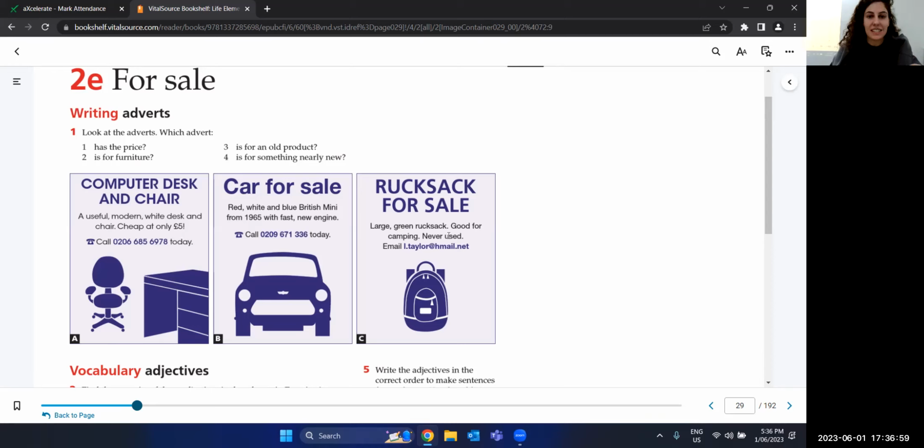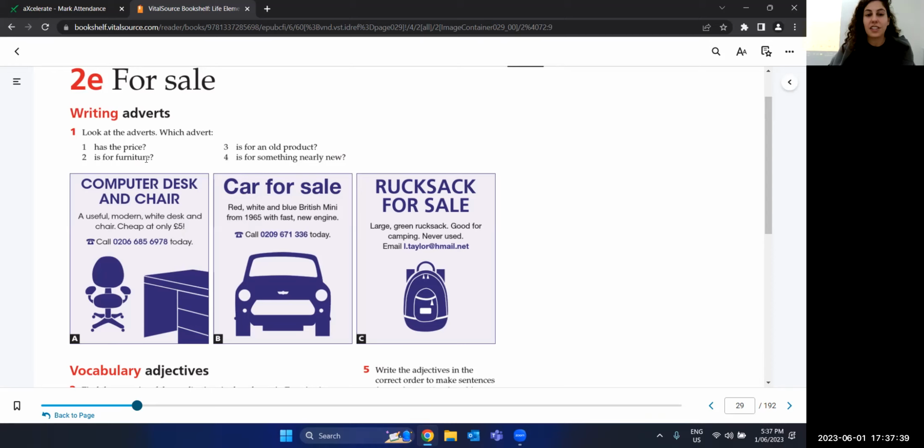So if we look at these 3, look at the adverts. Which advert has the price? Some people put the price. So this one, £5 in the first one. The second one, no price. The third one, no price. So it might be convenient, it might be easy if you add the price so that you're not getting many messages, people saying, how much is it? How much is it? So this is a good ad. They've put the price. But this is okay too.